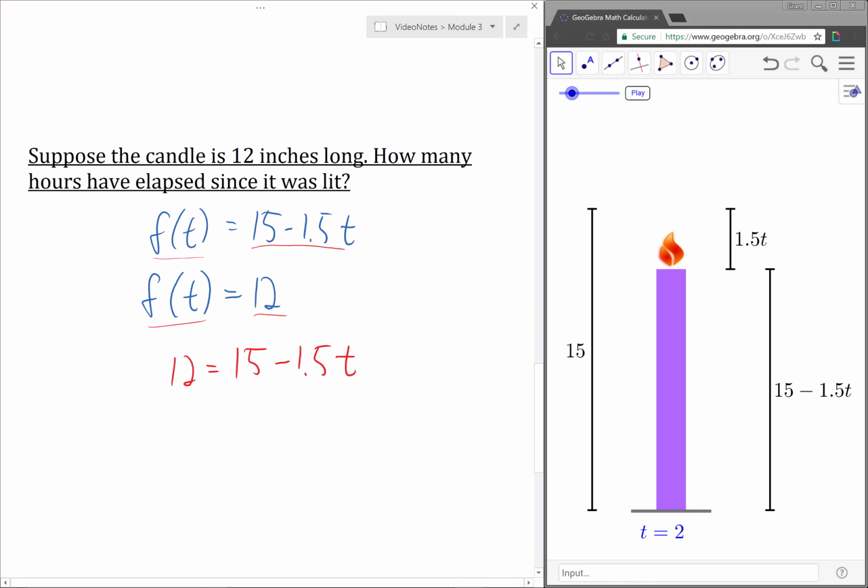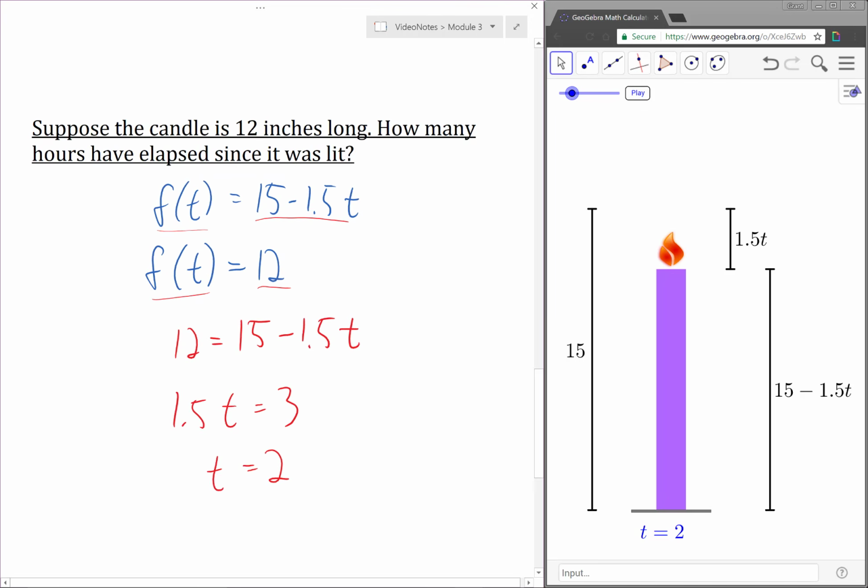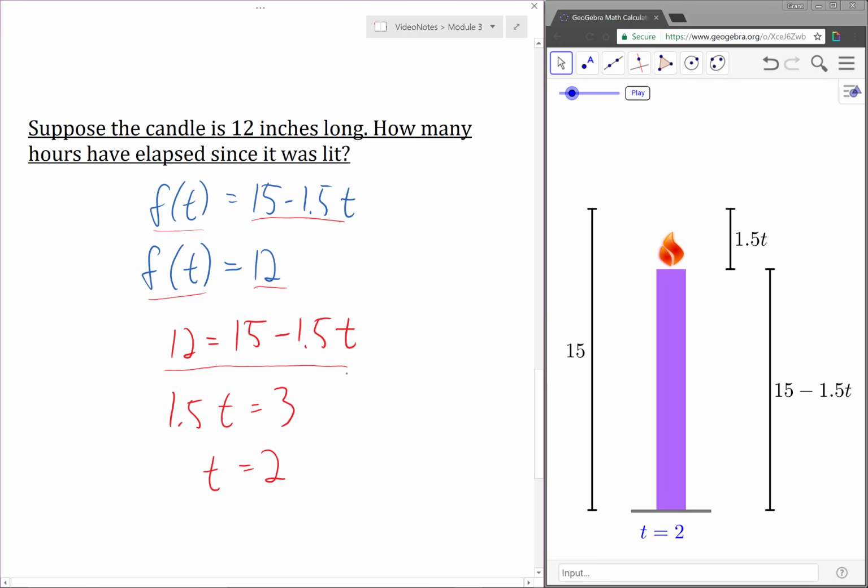Now, if we solve this equation, we'll see that 1.5t is equal to 3, and so t is equal to 2. So once we've solved this equation, we've determined the value of t when the candle is 12 inches long. And so we can say that when the candle is 12 inches long, 2 hours have elapsed since it was lit. Now, if we know a value of the output of a function and we want to know the input value or values that could have produced this output, we generally have to solve an equation. So if we know an output value and we want to determine an input value, we generally have to do some solving.